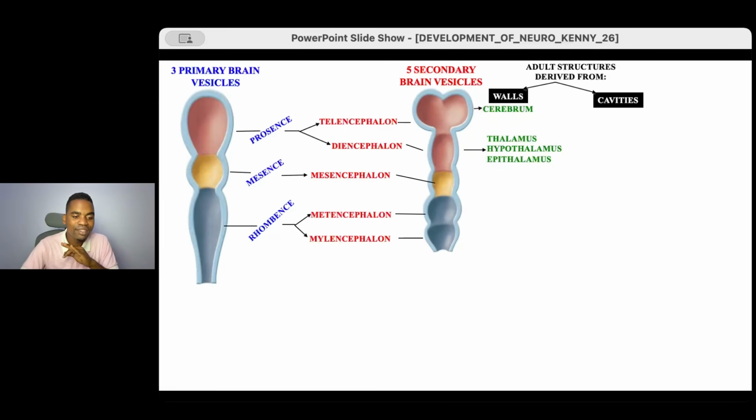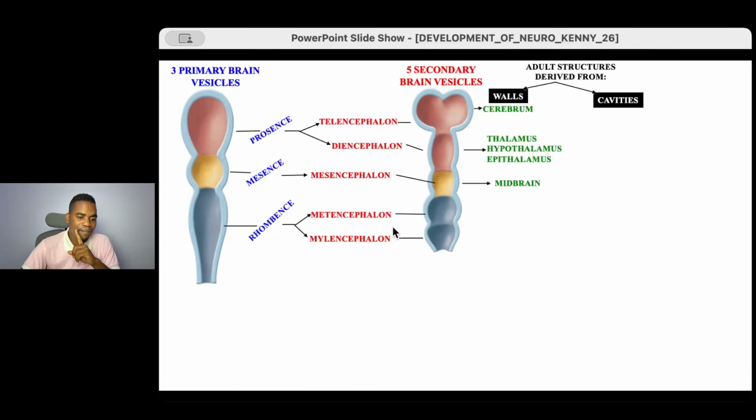Okay, so we have thalamus, epithalamus, and hypothalamus. Where do they come from? They are coming from the diencephalon. Is the diencephalon from the forebrain or midbrain? It is from the forebrain. But this is the wall, the outside. The wall of the diencephalon forms the thalamus, epithalamus, and hypothalamus. The wall of the mesencephalon, as I've told you, gives you the midbrain. And what about the wall of the metencephalon?